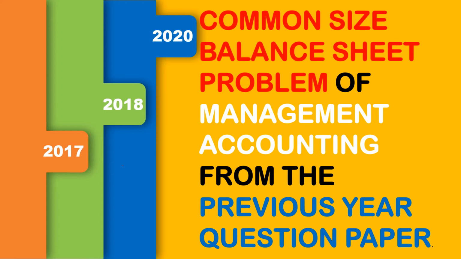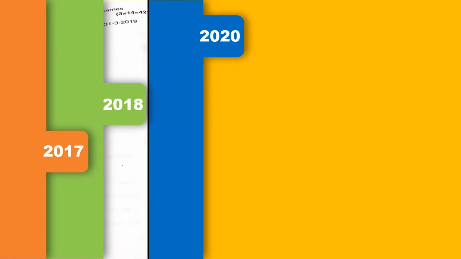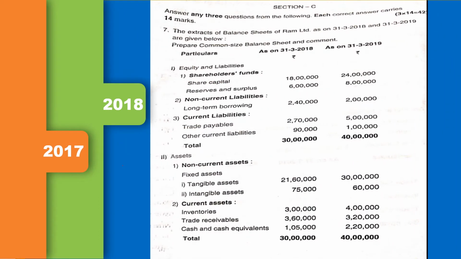In the last 4 years' question papers, it is asked only to solve the common size balance sheet problem and not the comparative balance sheet problem. In the 2019 question paper, they asked to solve the trend percentages, so it is not considered in this problem. Next, if we move on to the 2020 question paper, you can look at this question.